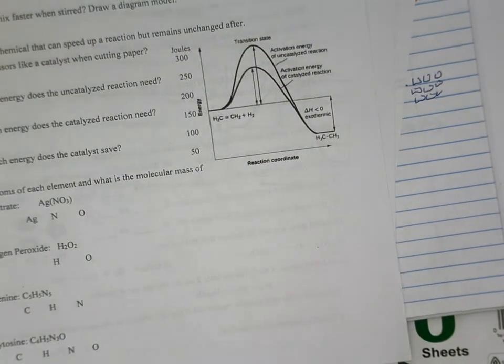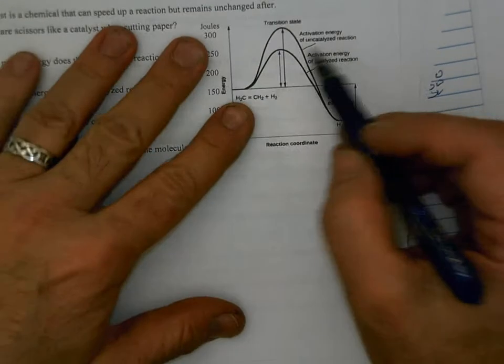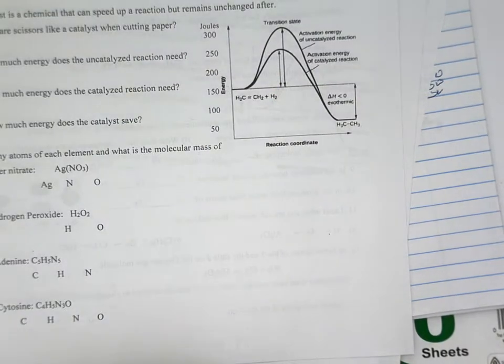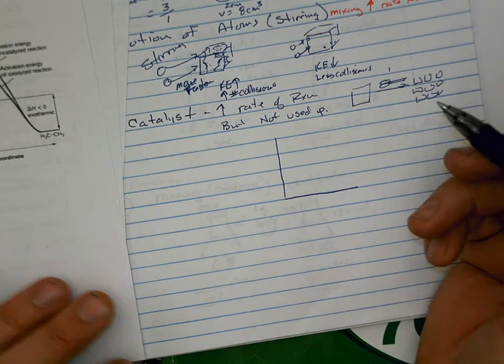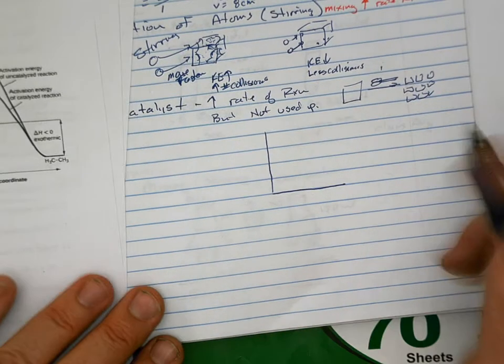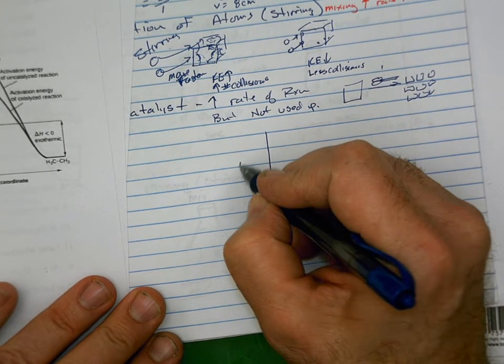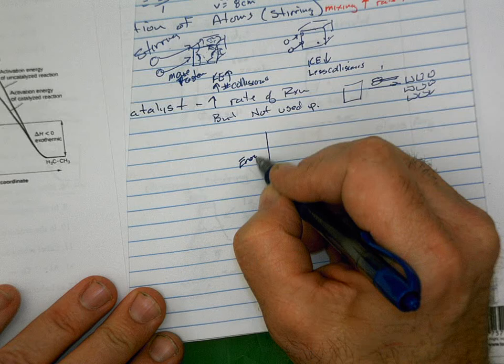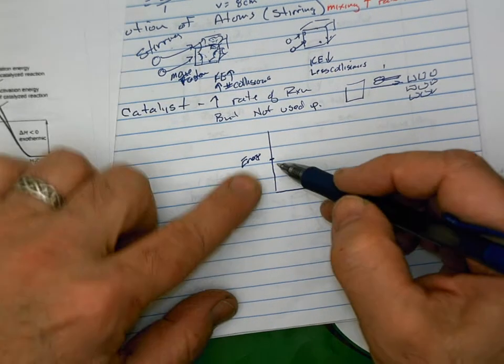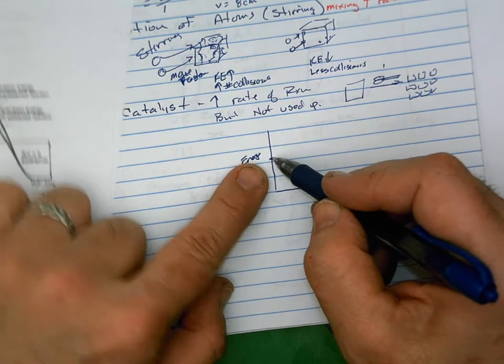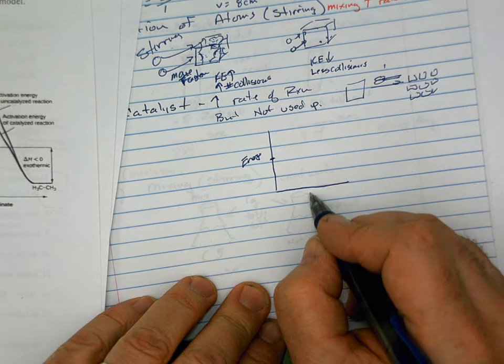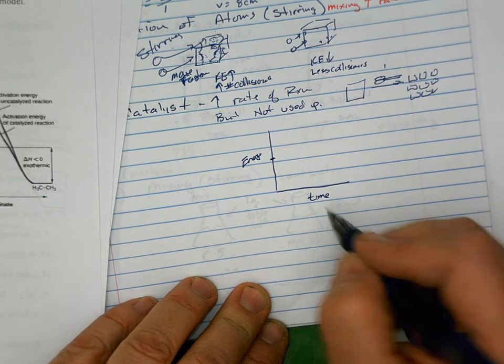So we're looking at this graph right here. So what happens is it takes a certain amount of energy to get a reaction going. Okay, so what we're going to do is, let's say you have a reaction. This is energy. And we start right here. You've got energy stored in the molecules of the reaction. And this may be like time right here, okay? This is time.